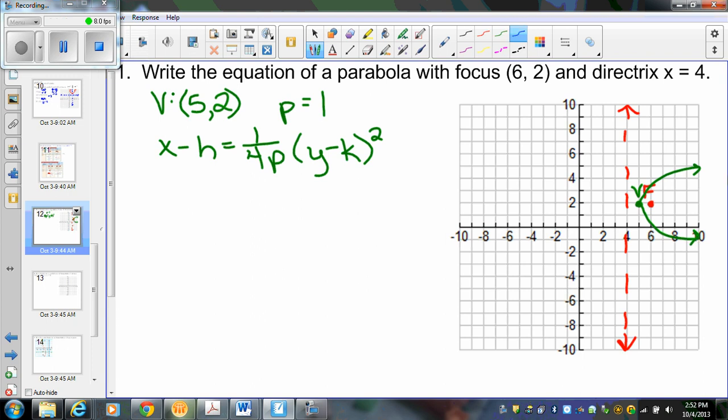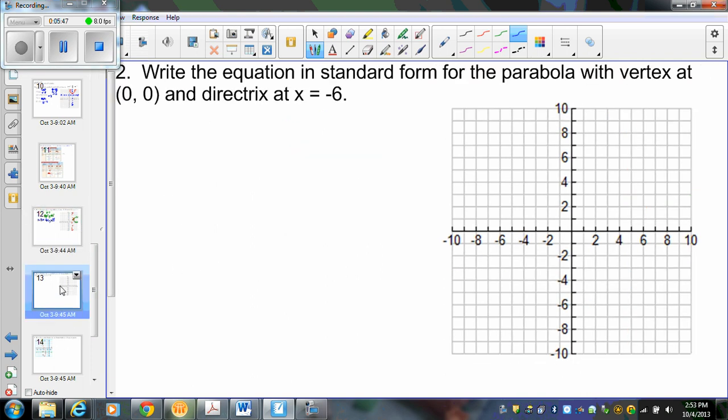So I'm just going to go and fill in my numeric values. h is the x coordinate for my vertex, so that's 5. p is 1, so 4 times 1 would give me 4. And then k is the y coordinate for my vertex, which is 2. There's your equation. Okay, this is not any different from yesterday, except our variables have flip-flopped. So let's try one more.